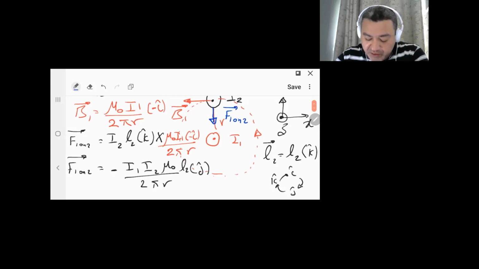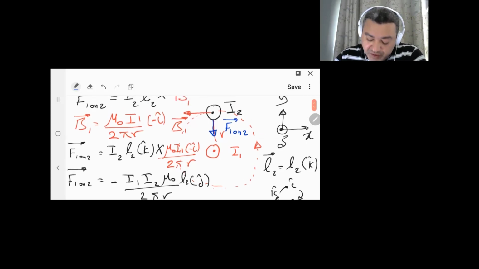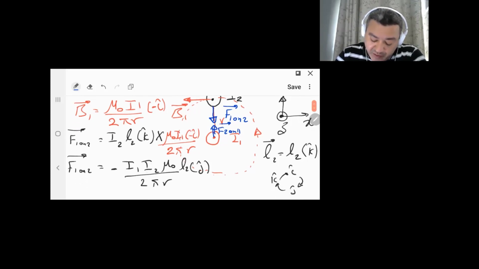And also as a result of this, if you do the same, calculating F2 on 1, you will get an equal in magnitude, opposite in direction force, because at the end, this force will be the contribution of I1 and I2. So both of them will have I1, I2, mu naught for the same length. L1 would be equal to L2. So the force would be also the same.